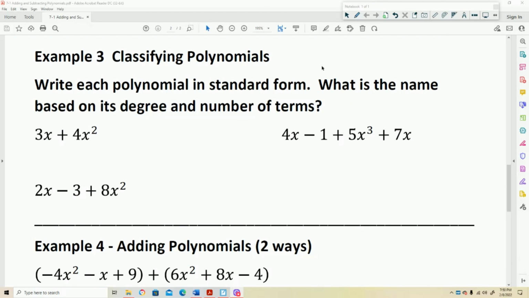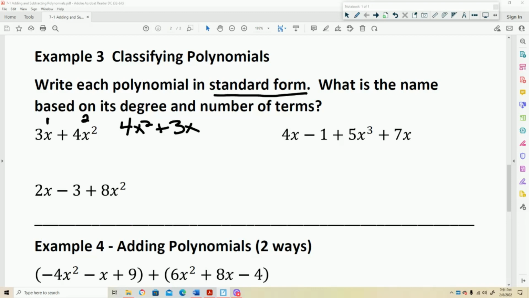Example 3, classifying polynomials. Okay, we're going to write a polynomial in something called standard form, and we're going to name it based on its degree and the number of terms it has. Okay, so standard form means putting it in the order of its degree from greatest to least. So if we look at this first one, this one has a degree of 2, this one has a degree of 1. To put it in standard form, I need to put this one first. Okay, so 4x^2 goes first, 3x goes second. That is now in standard form.